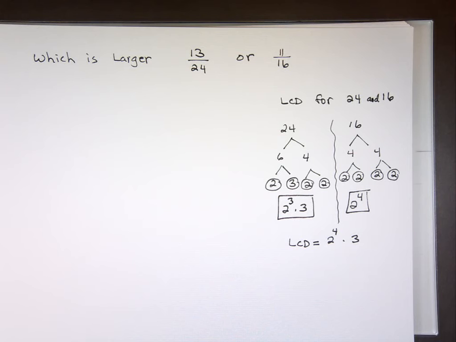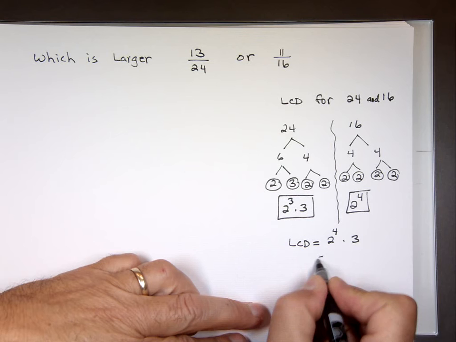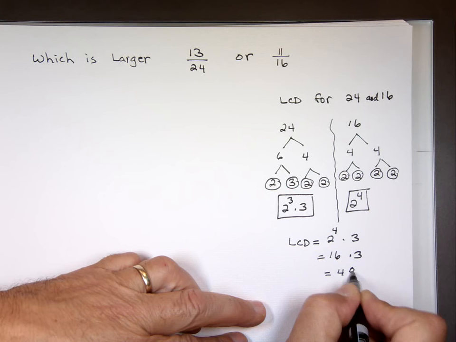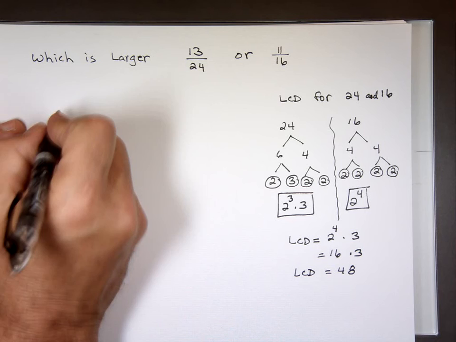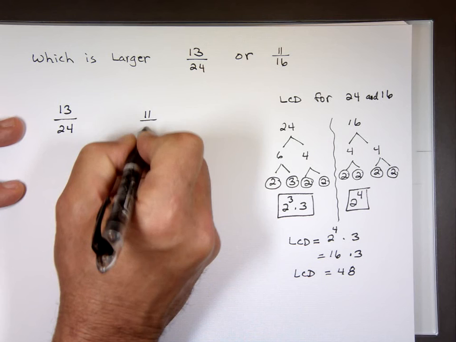What is 2 to the 4th? 2 times 2 times 2 times 2. Count that. What's 2 times 2? 4 times 2? 8 times 2? 16. This is 16 times 3, which is what? 48. That's your LCD. That is the smallest number that you can divide by 24 and by 16. So let me take that number down. I'm going to take this number down now and write it over what? 48. And I'm going to take this one down and put it over 48.